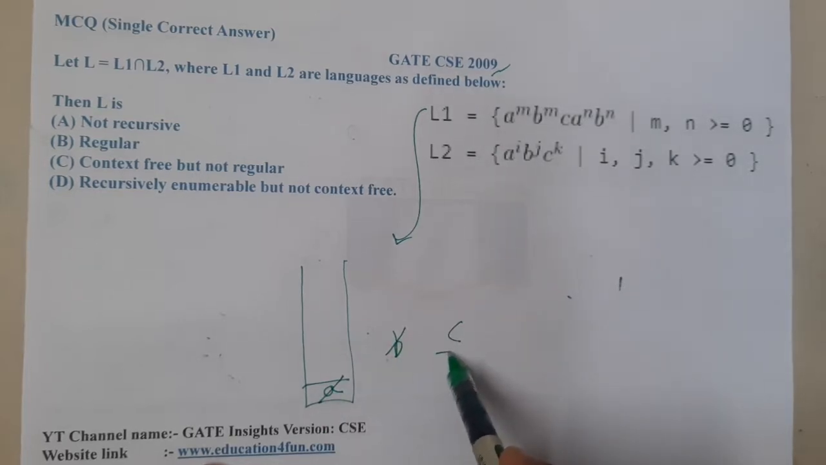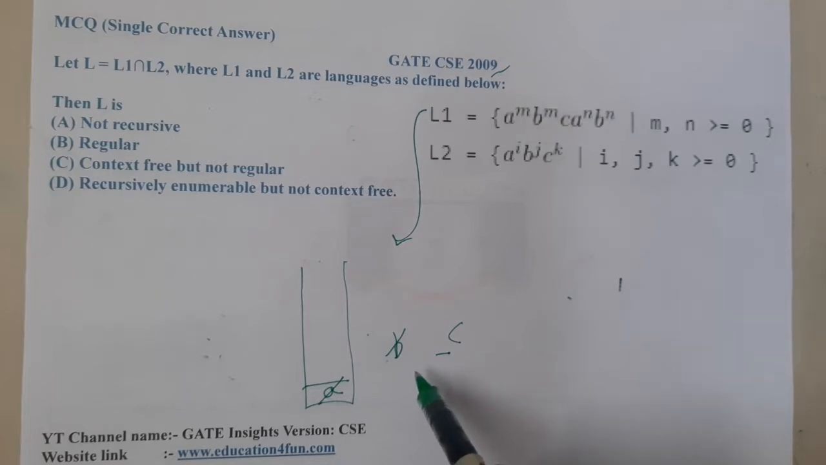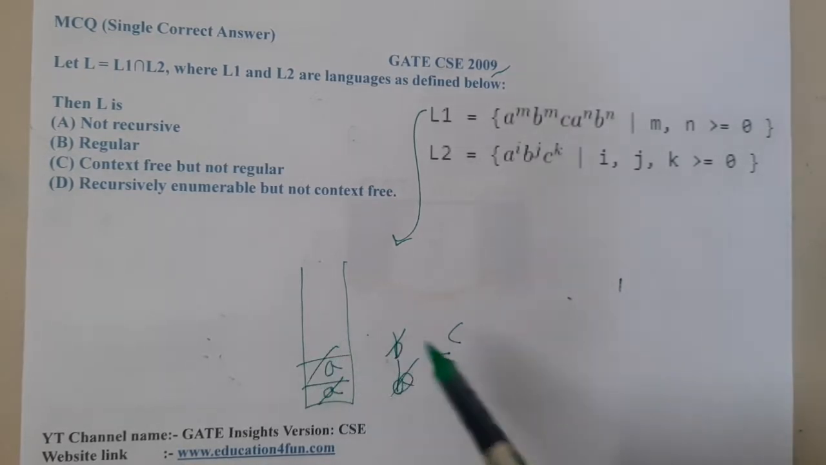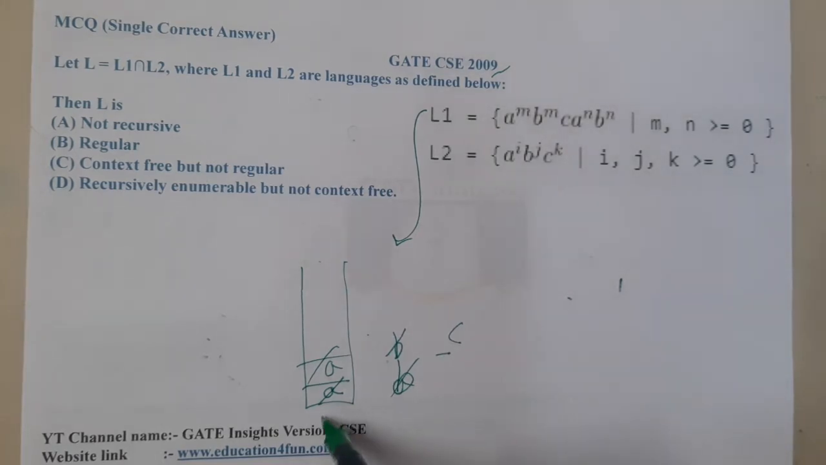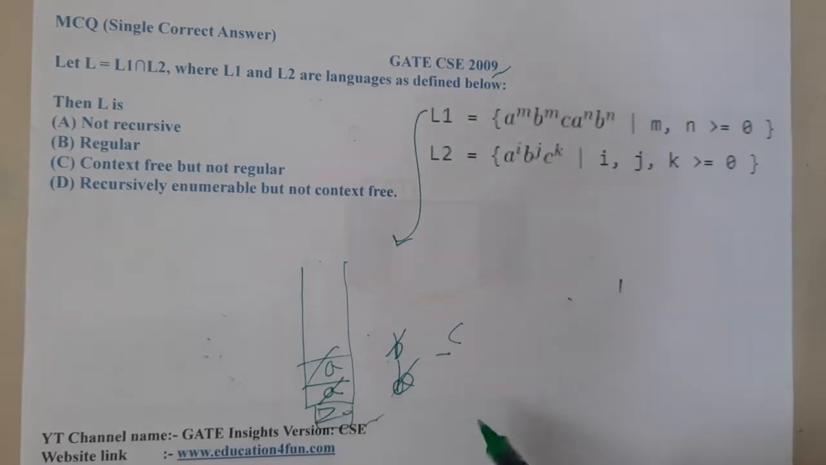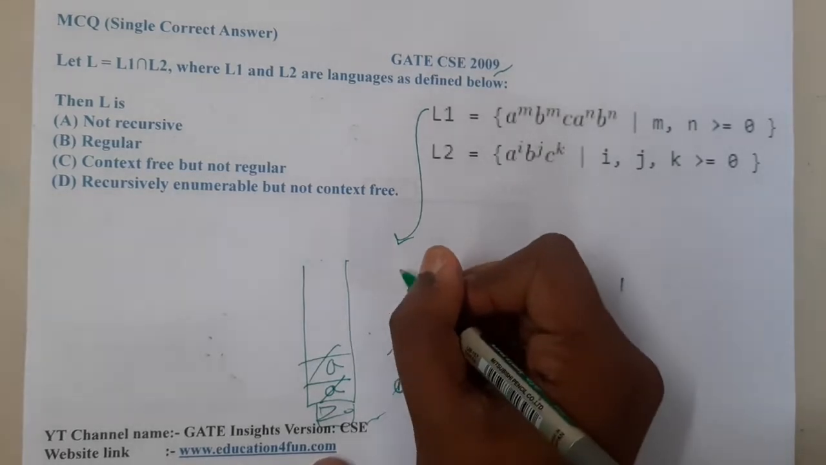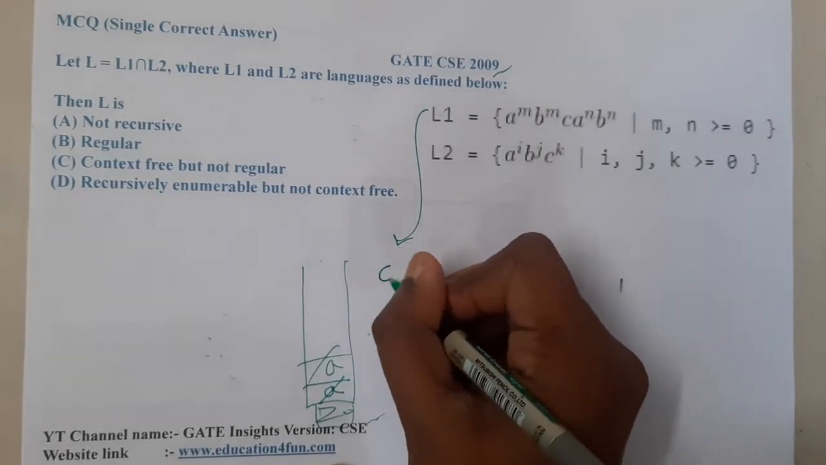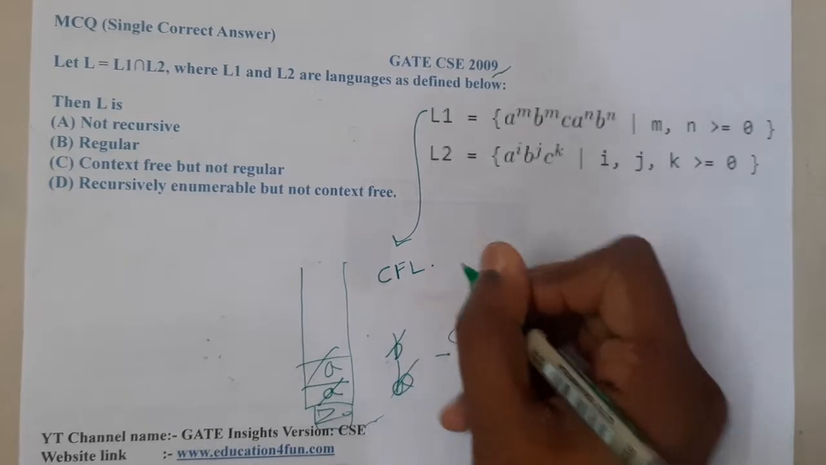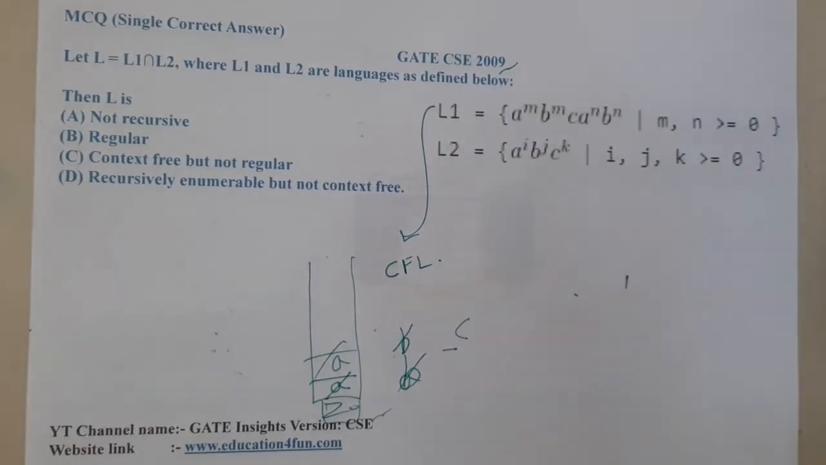Then for C I will not do anything, and when I come back again with A, again I will push all A's, and once I get a single B I will start cancelling them. At the end, if I get an empty stack, that is with the Z0, I will accept it. So for this we compulsorily need a PDA, and we can write it as a context free language. Similarly, moving on to L2.